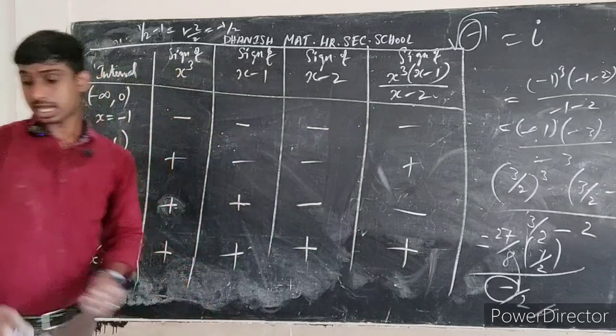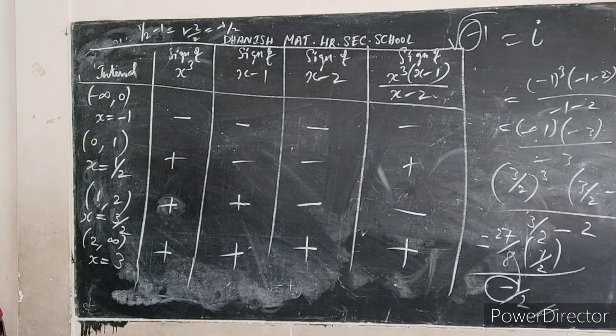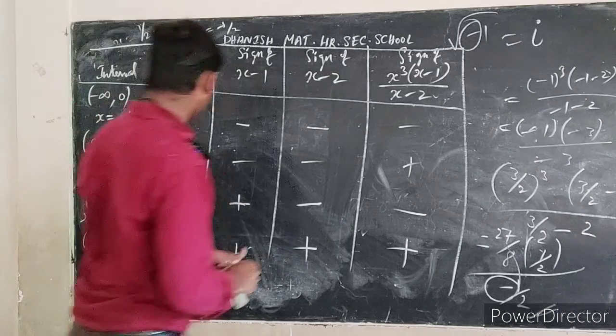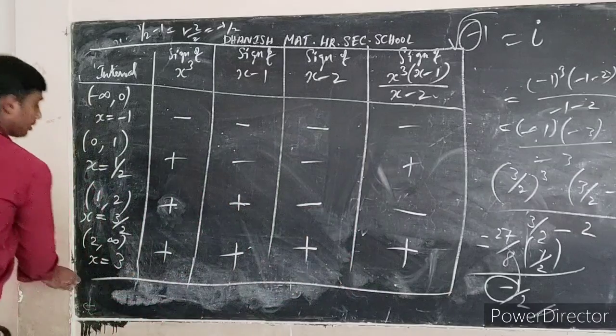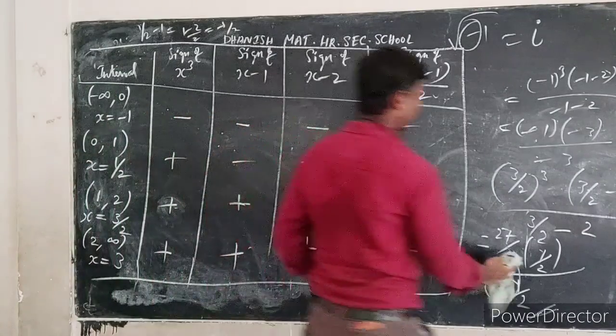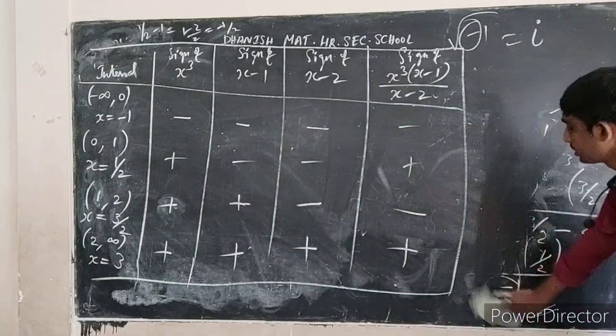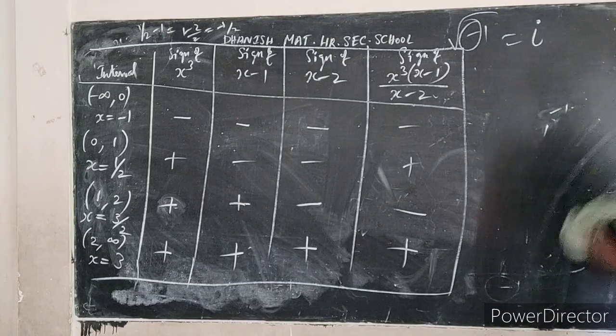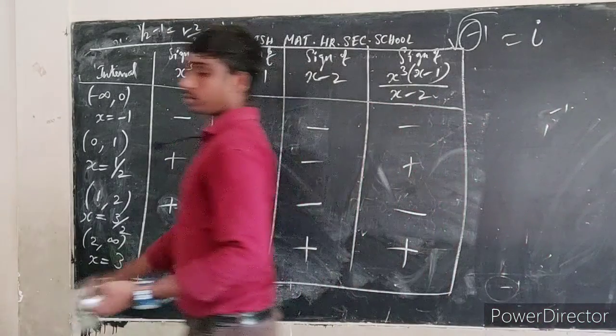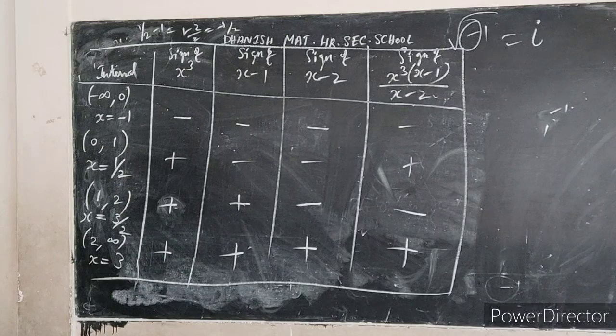So what is the question asking here? Find all the values of x. So this is the procedure for making the tabular column. Understood, children? Next we are going to write the conditions here. What are the conditions we are going to write?